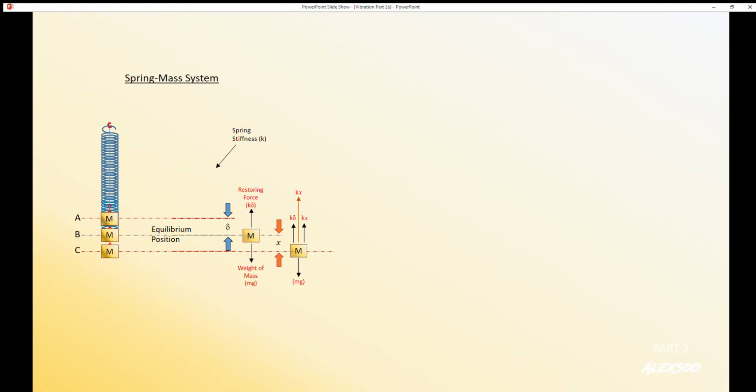So you have a net force of Kx. Going against the mg, so Kx plus K delta minus mg, you will have a net force of Kx, because initially at equilibrium position, we say that K delta is already equal to mg.